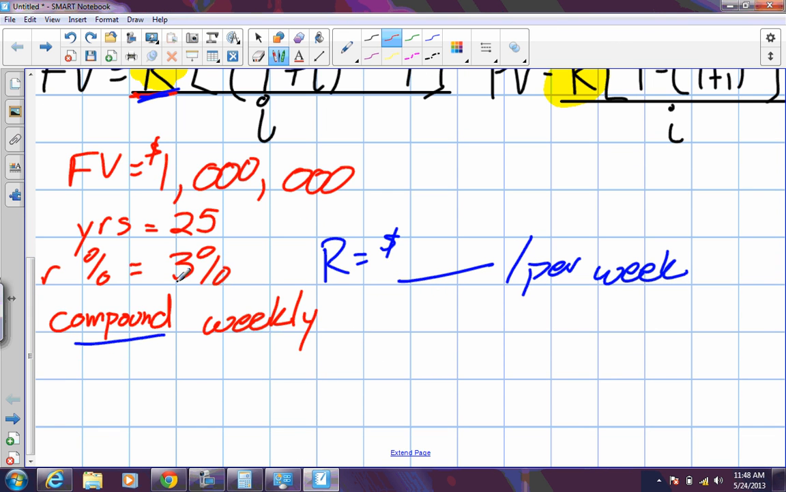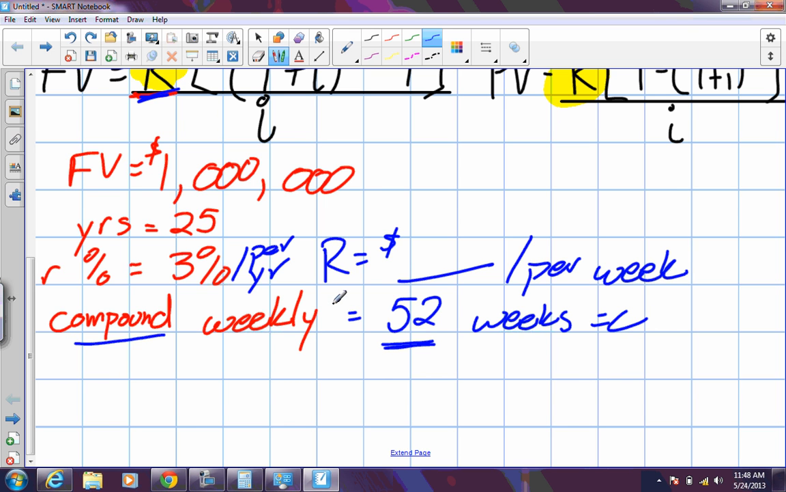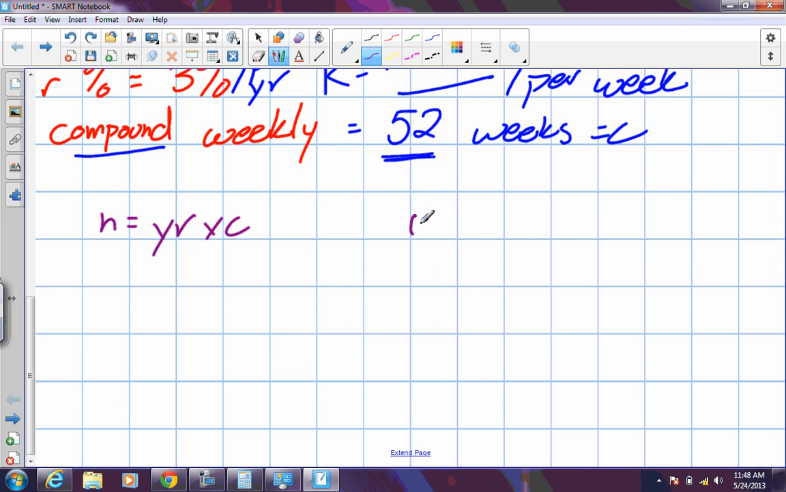When we're talking about compound weekly, remember, interest rates are always per year. So this is 3% per year. How many weeks are in a year? That's right. We have 52 weeks in a year. So that's our C. Our C value will be 52. So we need to calculate our N in this equation, which is years times compound periods. And we also have to calculate our I, which is the interest rate divided by compound period.